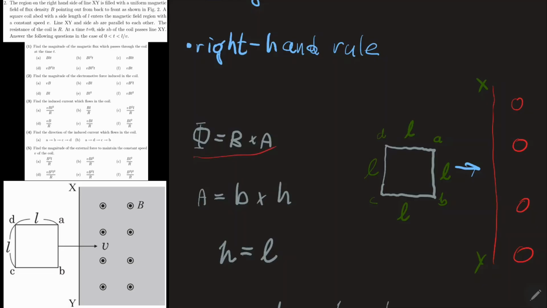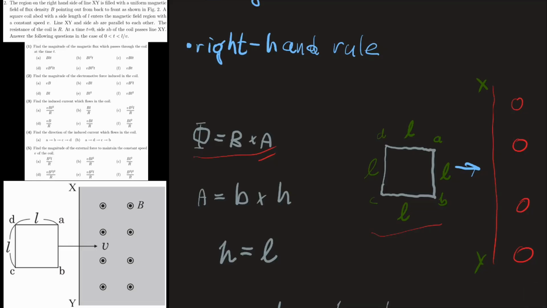B is given to us, so we need to find the area of the coil, A, right here, inside of the magnetic field. Given that this is a rectangle right here, the area is the base times the height. But of course, we only want the area inside of the field.